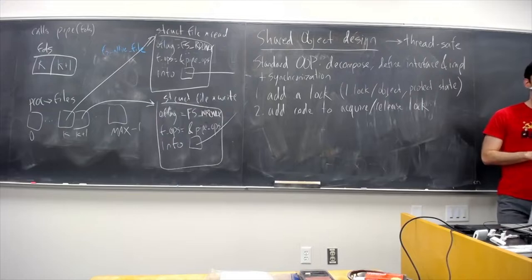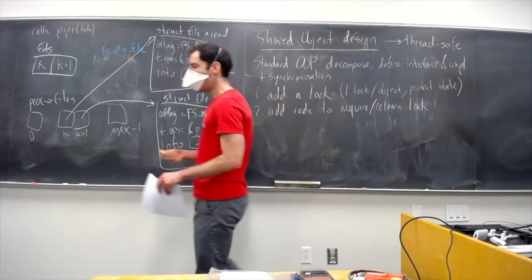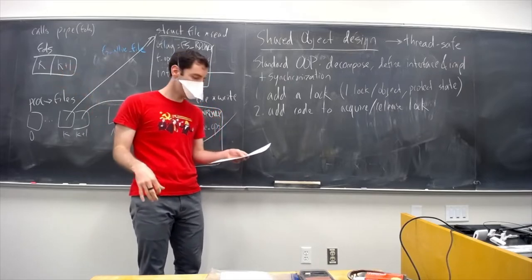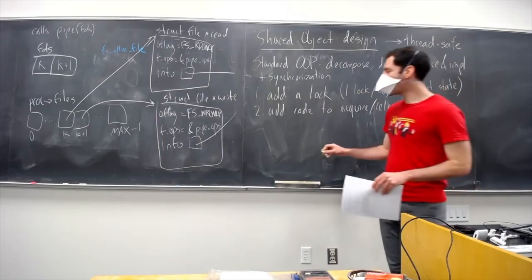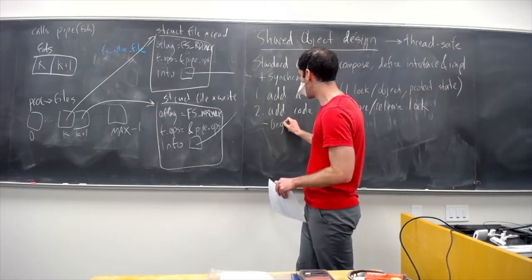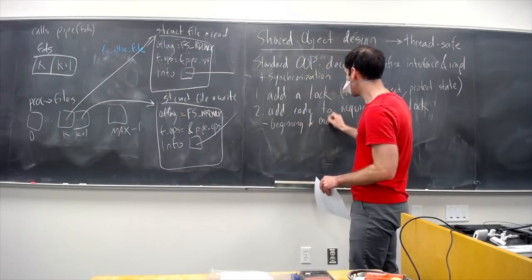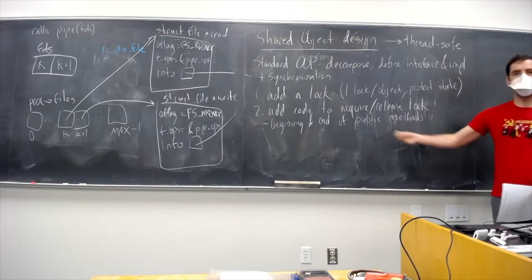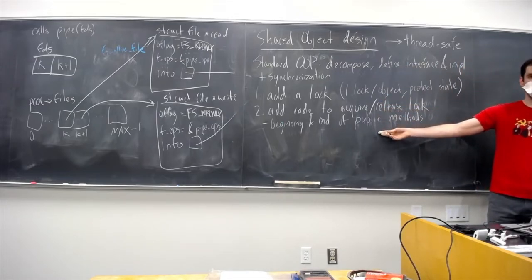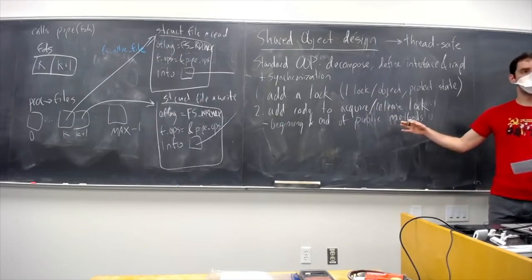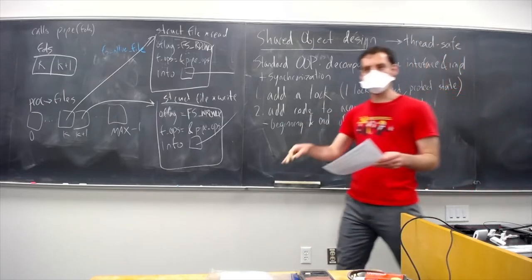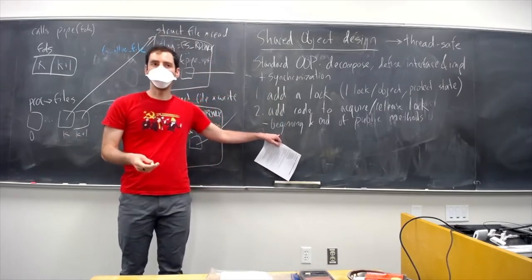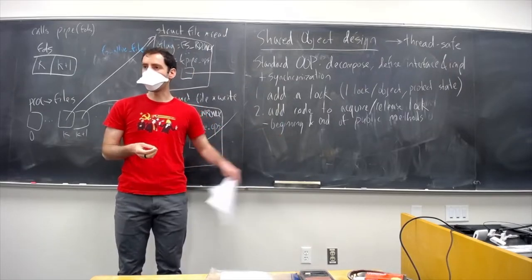Step two, add code to acquire and release the lock. This step might sound simple, but we have to think about where we add it, when do we acquire the lock, when do we release the lock? And I want to strongly encourage you to always start with acquire the lock at the start of any public method and release it at the end. This is a really simple, very common approach. It makes it very easy to inspect the code and see if it is using the lock correctly. It allows private methods to assume that the lock is held, because they can only be called by public methods that acquire the lock.